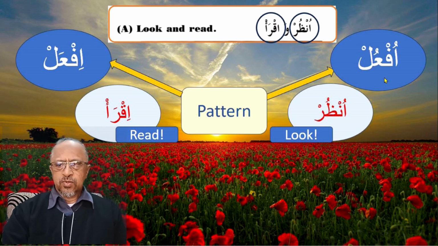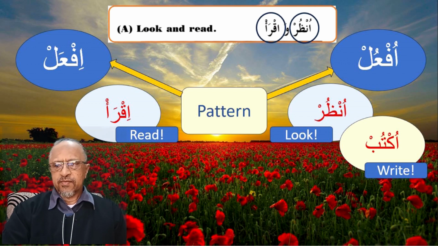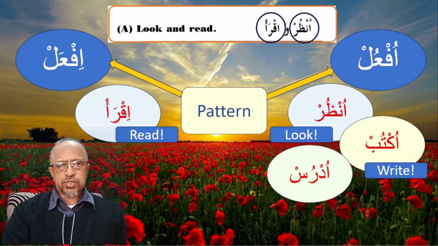So let's look at a few more words with the uf'ul pattern. Here we have uktub. Can you see? The same pattern. Uktub means write. Let's have another one. Udrus. Same pattern. Ondur. Uktub. Udrus.